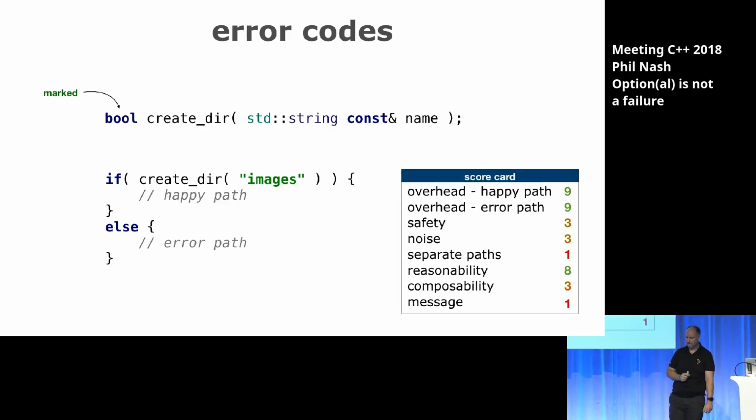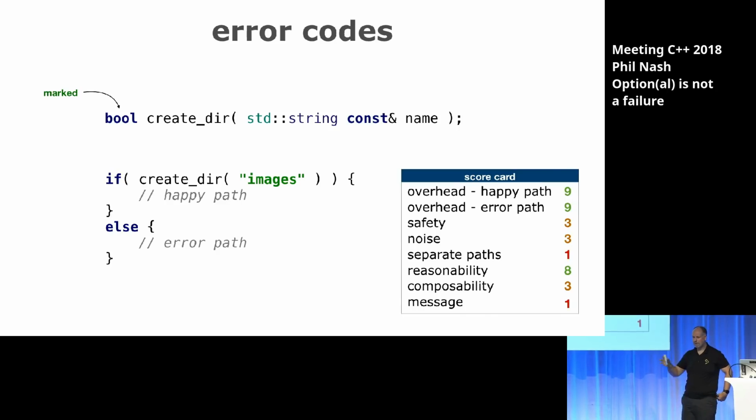Let's have a look at the scores then. So the overhead's pretty good, both on the happy path and the error path. In fact, about as good as it gets. We're just paying the cost of the Boolean return and an if. Both of those can be really aggressively optimized these days, especially if we're allowed to use speculative branch prediction.